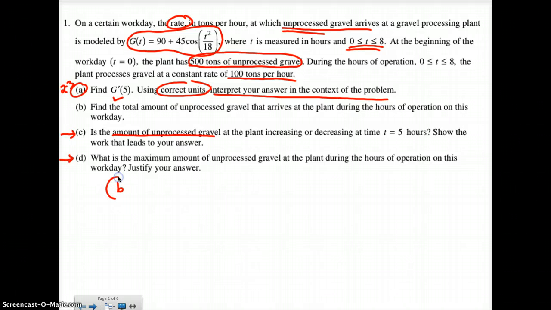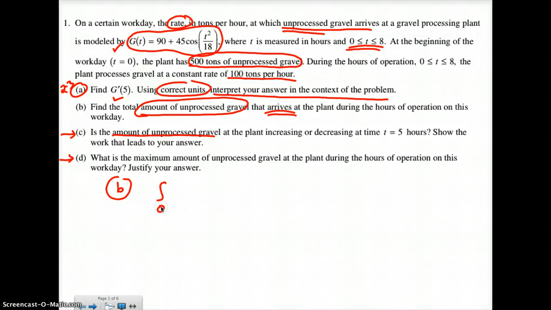For Part B, find the total amount of gravel. So remember, when we're going from tons per hour back to tons, this is an integration, and they just want the total that arrives, and this is given the rate at which it's arriving. So I don't need to do anything weird here.